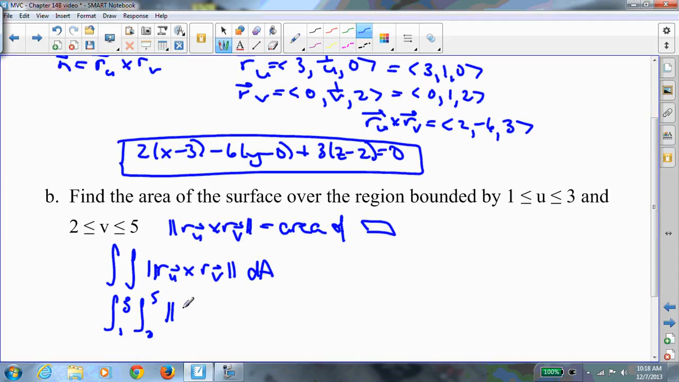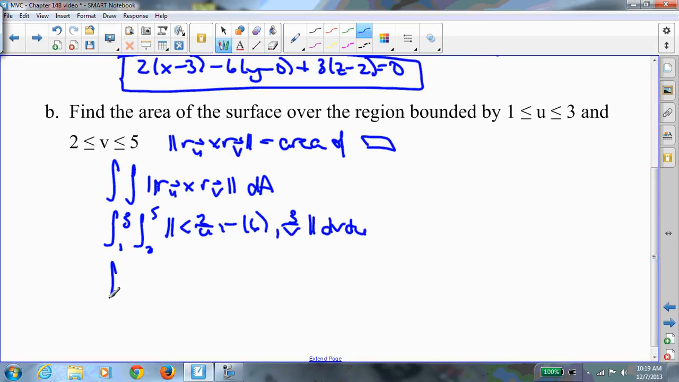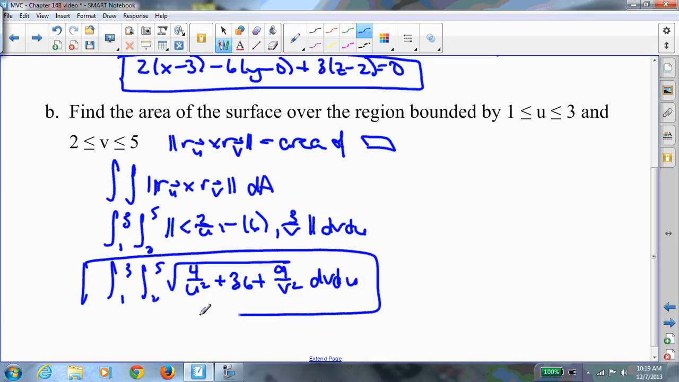So r sub u cross r sub v is going to be 2 over u, and then negative 6, and then 3 over v. And then this is dv du. So the magnitude of that, from 2 to 5, would be the square root of 4 over u squared, plus 36, plus 9 over v squared, dv du. And both of these, or the surface area one, we will be using a piece in our surface integrals.